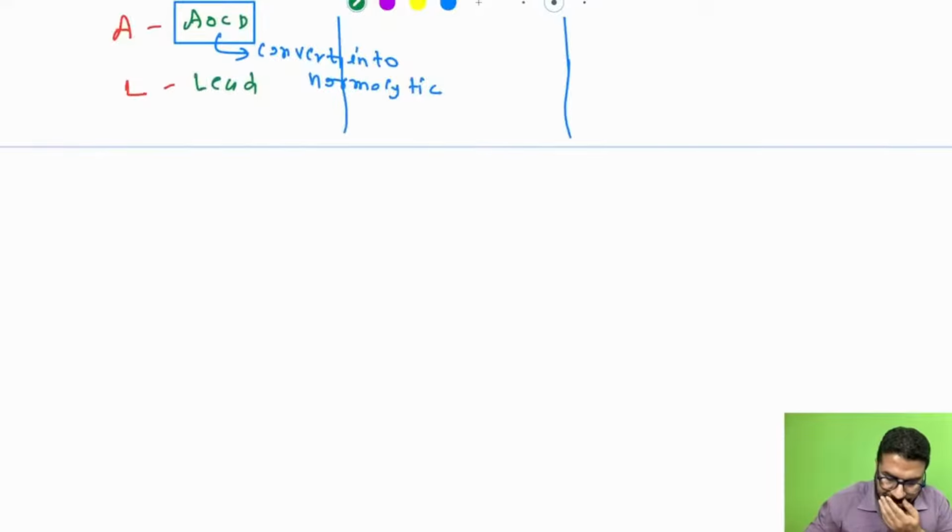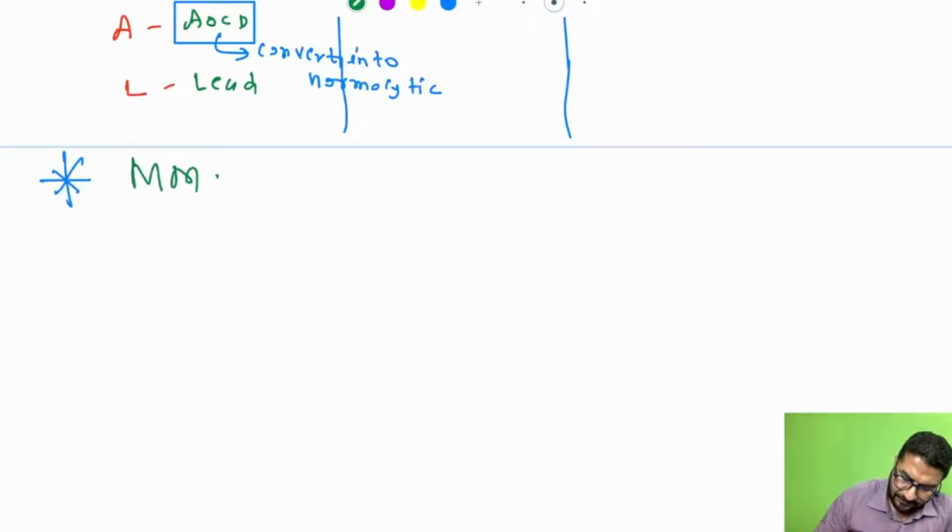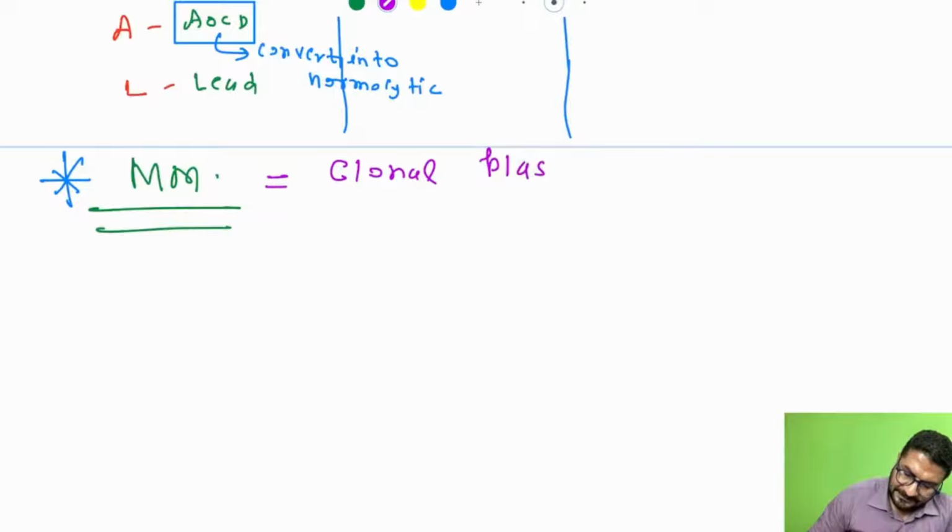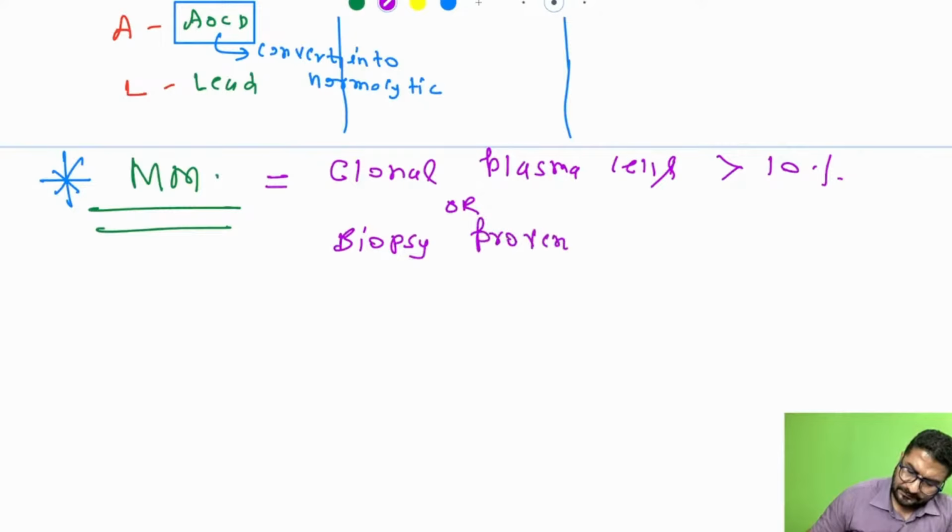Now coming to how you will solve a question on multiple myeloma. So look, how do you have to solve a multiple myeloma question? You need to see plasma cells. So clonal plasma cells should be more than 10%, or there is a biopsy-proven plasma cell tumor, or we can say plasmacytoma.